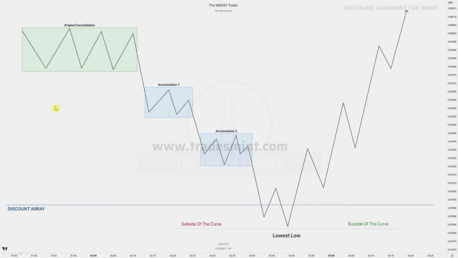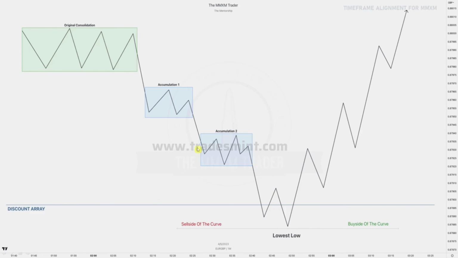A market maker model always starts off with an original consolidation. So this is easily depicted by obviously a consolidation, then price expanding lower into another accumulation phase, right? So accumulation phase number 1. Think about market cycles too, right? Consolidation, expansion, consolidation, expansion, another accumulation phase, and then we hit that discount array, and there is the moment where we can anticipate a smart money reversal.